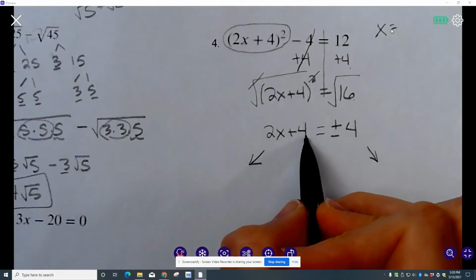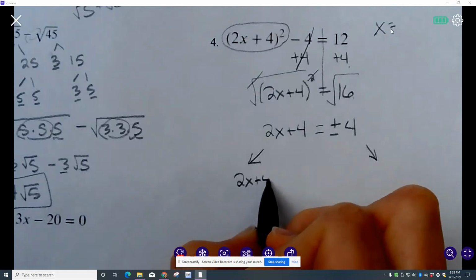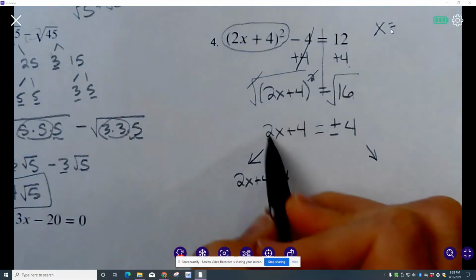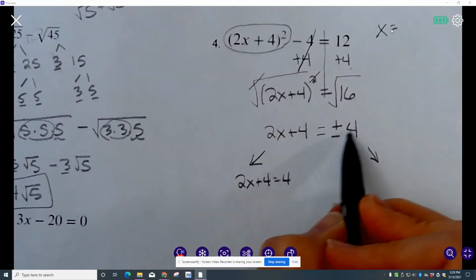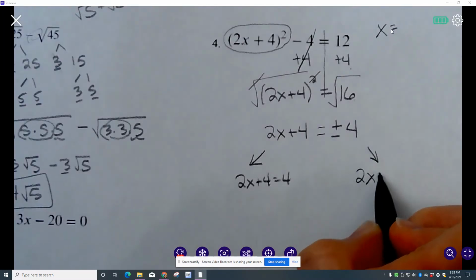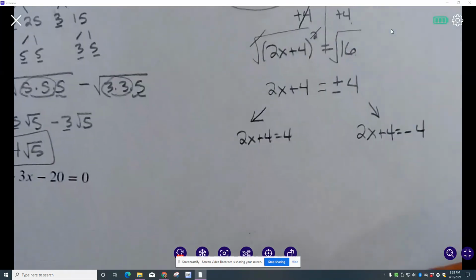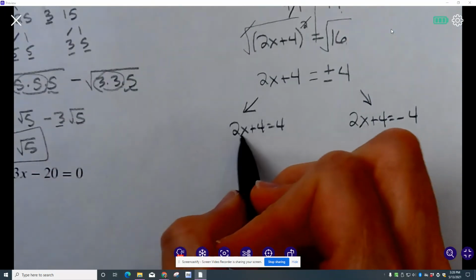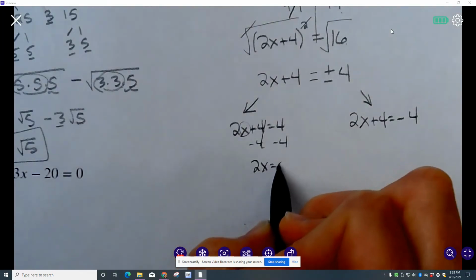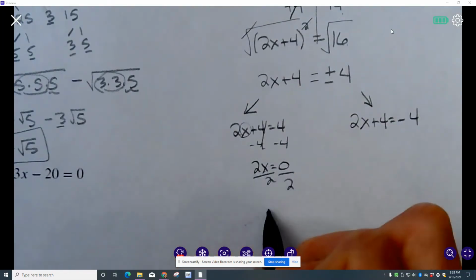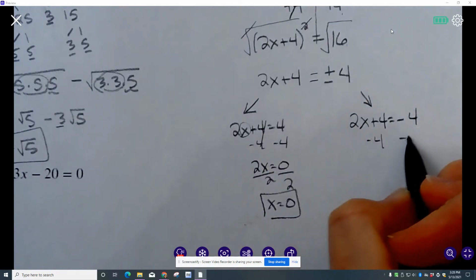The first one is 2x plus 4 equals positive 4. So nothing changes over here, just the right side. I'm going to use the positive 4, and now I'm going to use the negative 4. 2x plus 4 equals negative 4. Okay, solve for x. Subtract 4 from both sides. 2x equals 0. Divide by 2, divide by 2. X equals 0.